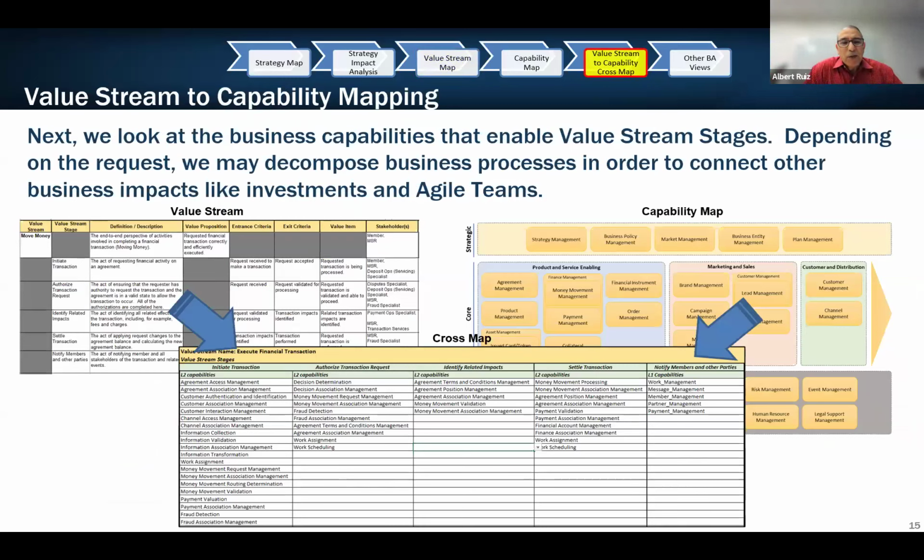We then take both the value stream stages and our capability map, which goes down from a level 1 to a level 4 capability. And we mesh those two libraries together to put together the capabilities that are provided. It's important because from here we can then determine what capabilities are being changed. So if you could go to the next slide.